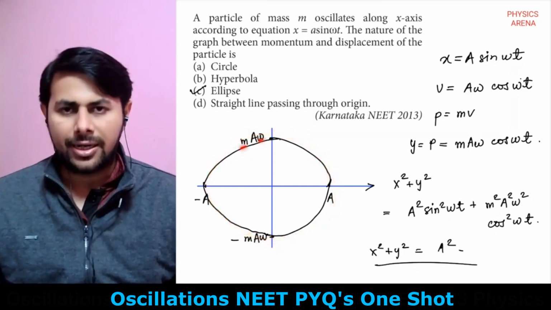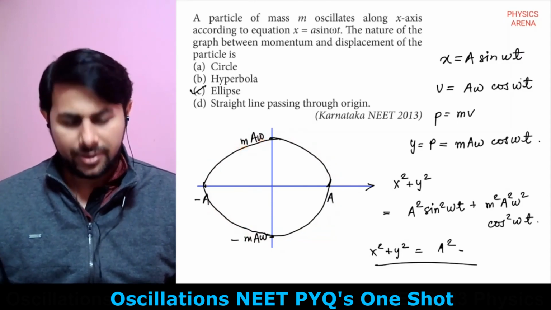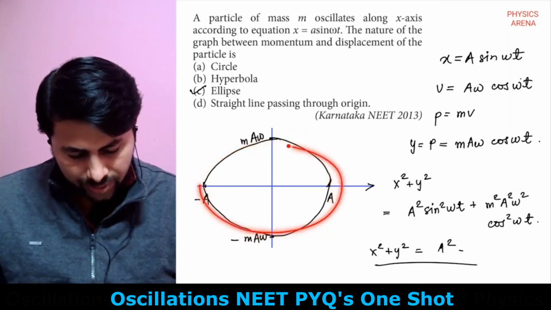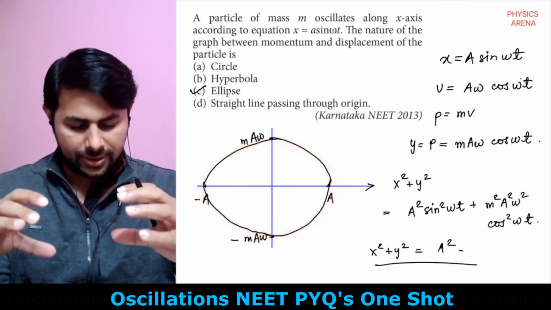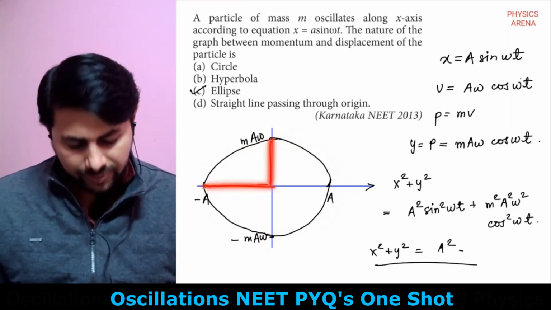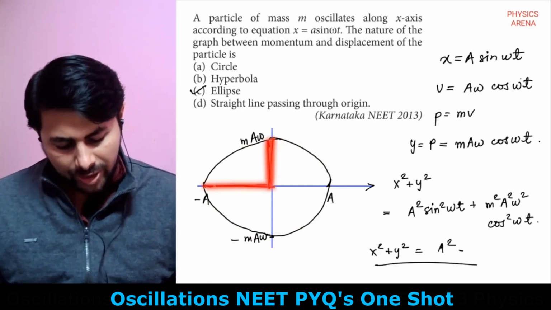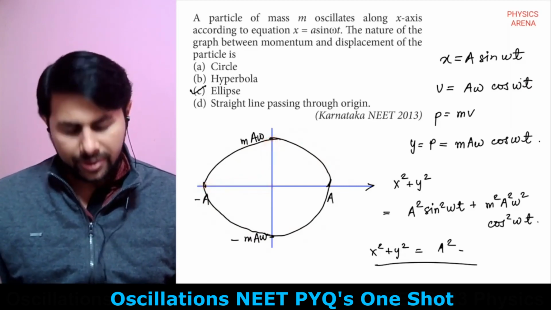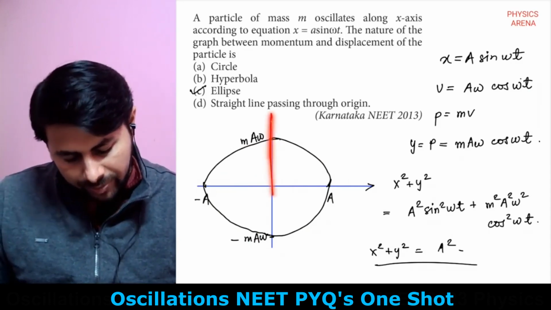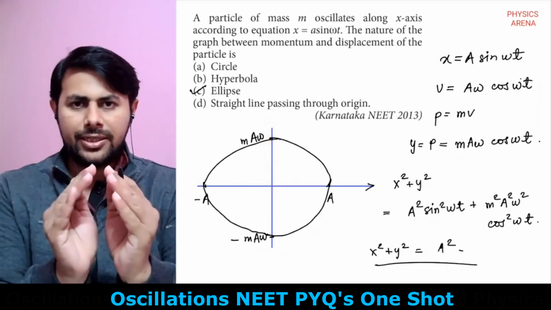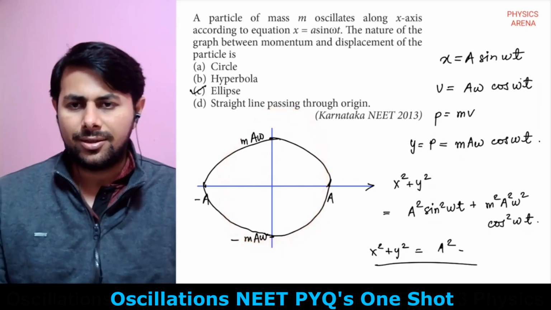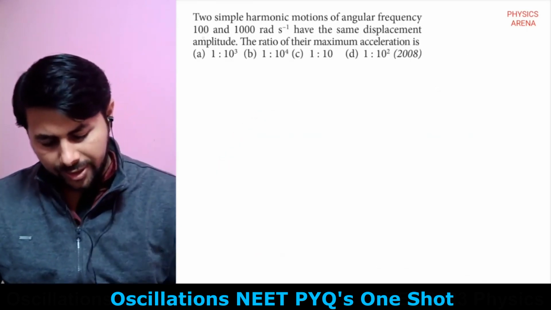If m times omega is less than 1, then you will see an ellipse like this, which is elongated on the x-axis, because this length will be smaller than this length. And if m multiplied by omega is greater than 1, then this length will be more, and you will see an ellipse like this. Is it clear? So let's see the next question.